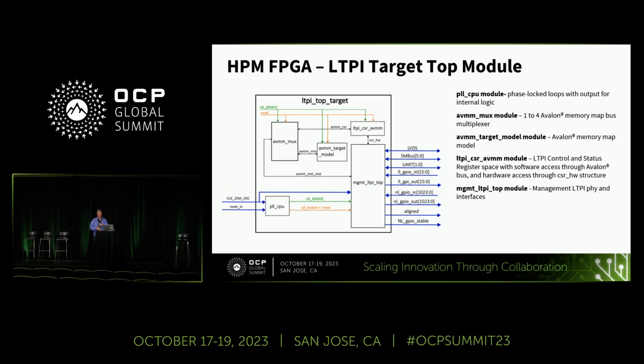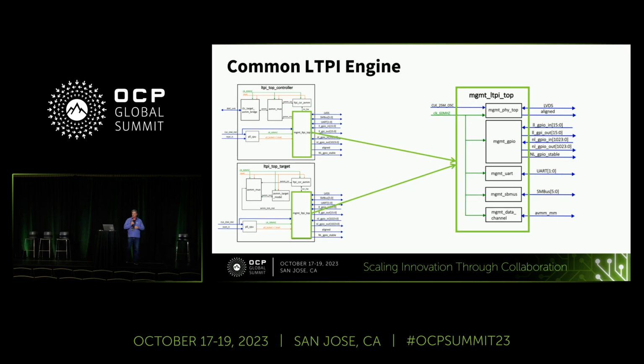And then the target looks very similar. Of course, there's no I2C target here. The data would be received on the LVDS channel and then unpacked, and whichever traffic this is, whether it's a control packet or UART, I2C, et cetera, is decoded in the management top module. And then finally, this just shows that the management LTPI top module is shared between the two.